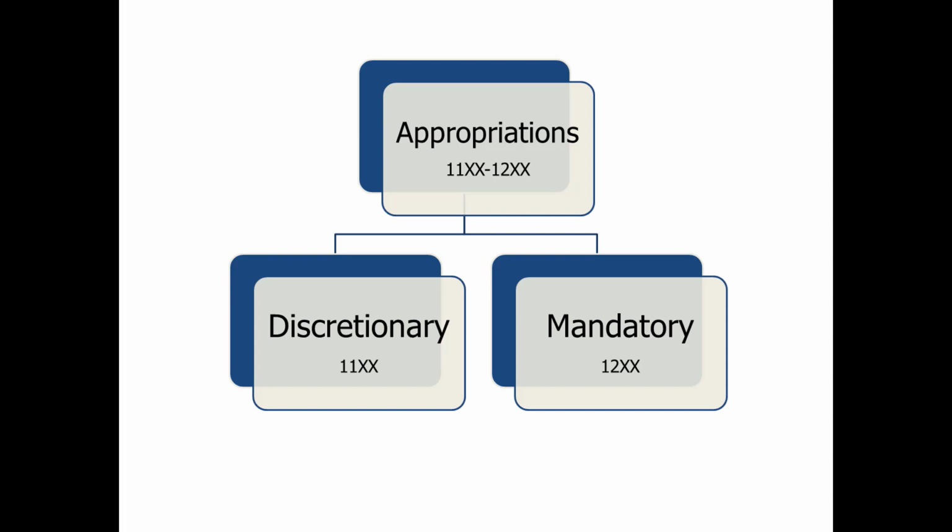This law requires that each type of spending be controlled by different statutory enforcement procedures. So this is an important distinction in the budget world, and that's why we see these separate lines for these on the apportionment.